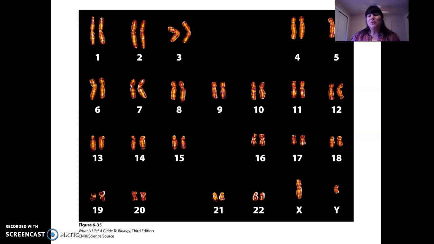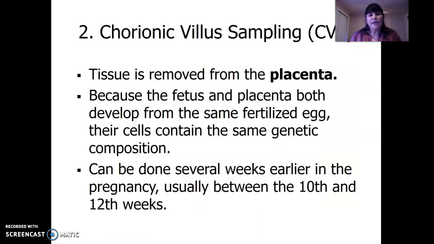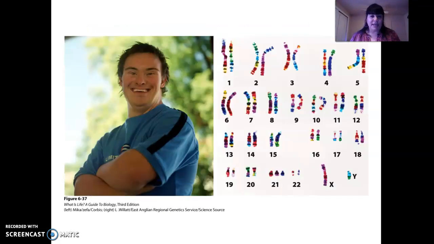But of course, nobody can ever make you do anything medically, right? They have to have your consent. And then some moms opt not to do it because what does that mean? If something's wrong with the baby, are they going to have the baby or not, right? Chorionic villi sampling, that's another way to test for genetic screening.